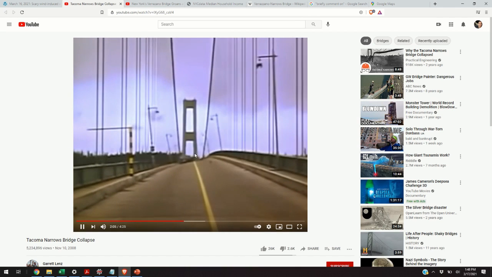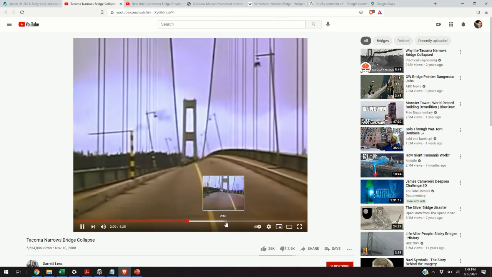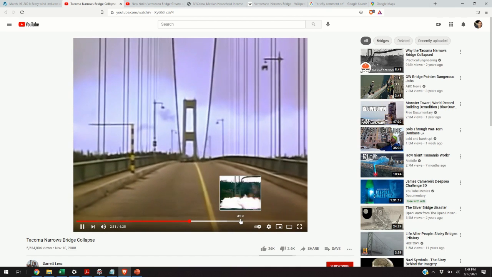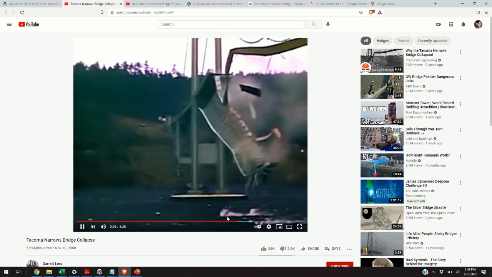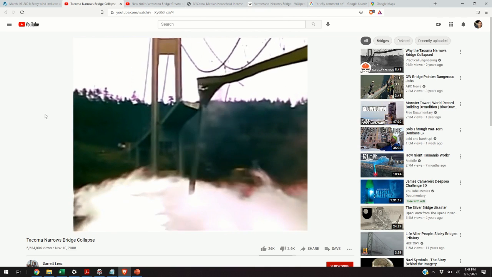And this was really a scary event. At the end, the bridge collapsed. And here's the video showing the bridge destruction.